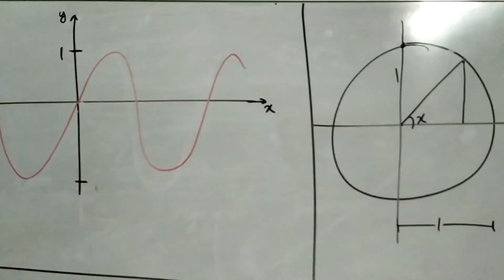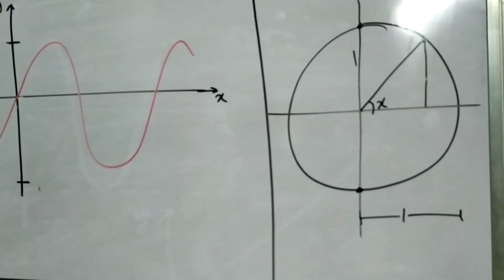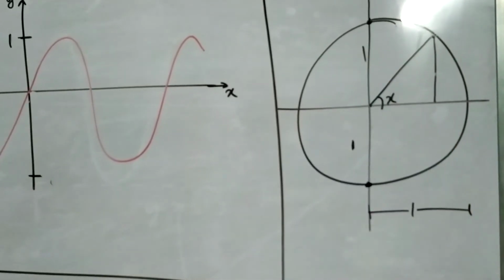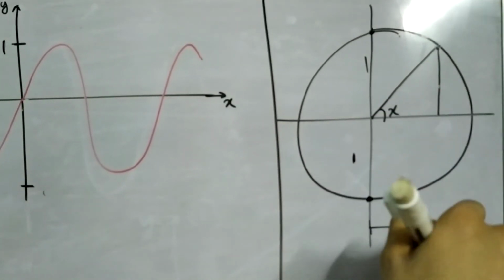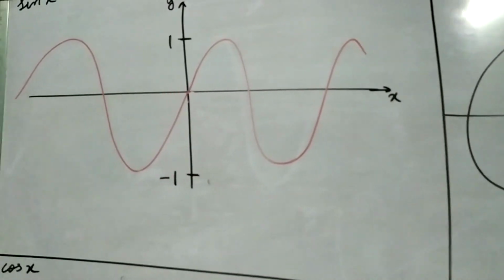And what is the minimum value? Well, the lowest point is this one, where it is 1 unit below this axis. So if it's 1 unit below, then its value is minus 1. So this is minus 1.